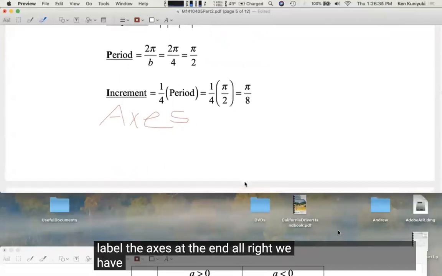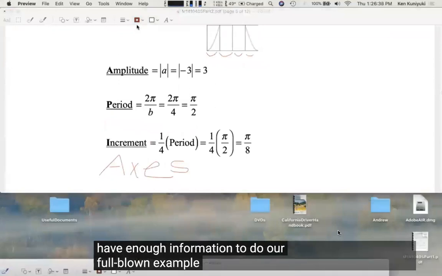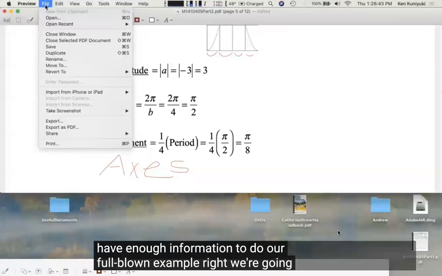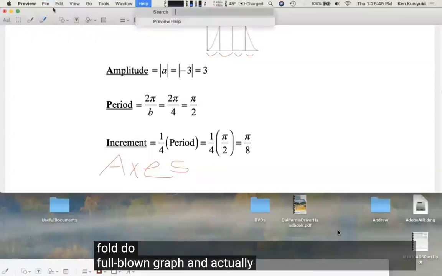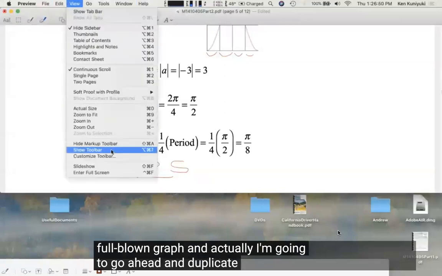All right. We have enough information to do our full-blown example. We're going to do the full-blown graph. And actually, I'm going to go ahead and duplicate my file here.